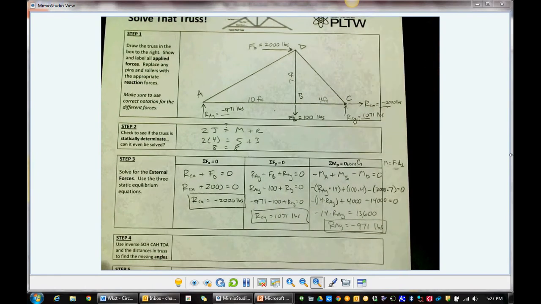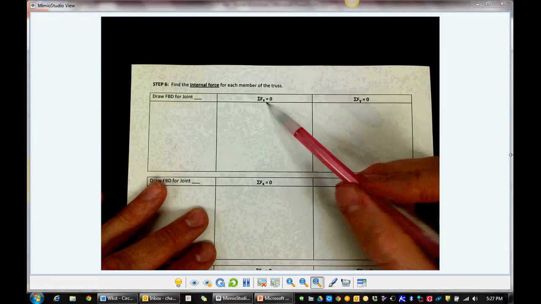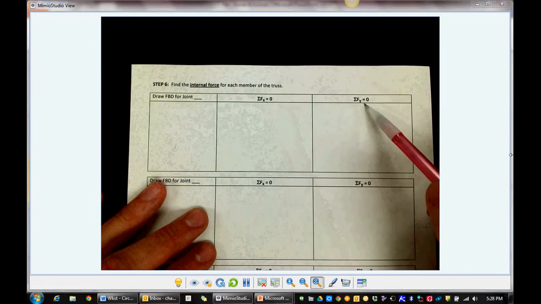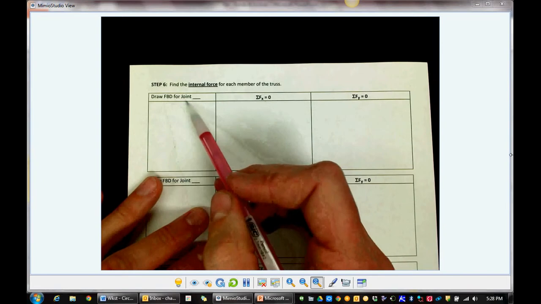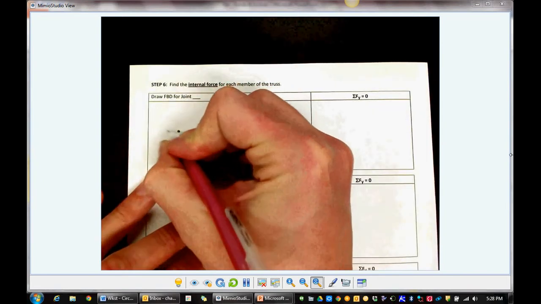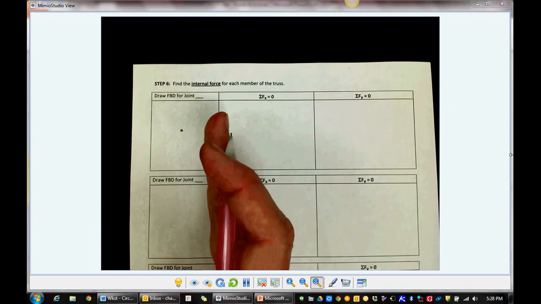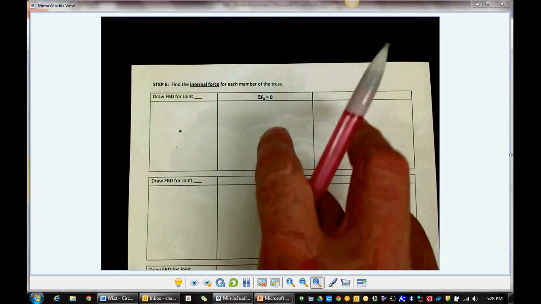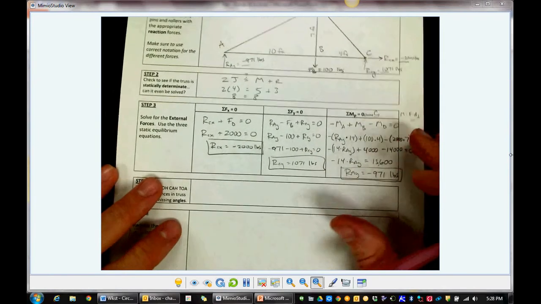When we look for the internal forces in a truss, I'm going to flip this sheet over here. We're only going to have two static equilibrium equations available to us because we're going to be drawing a free body diagram for a joint or a single point. All forces will be going directly through that point, so there won't be any moments because none of the forces will be offset from that point. They'll all be going straight through that point. So if there's only two equations we have available to us, we can only have two unknown values.